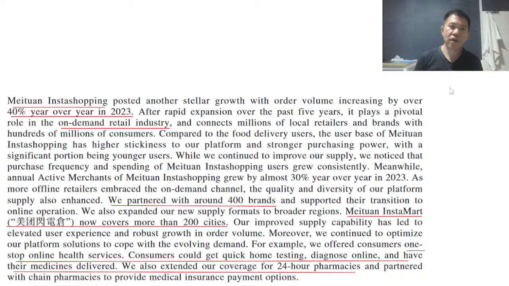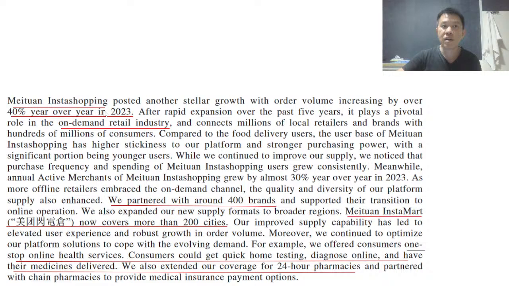Another of their business units is the Meituan Insta Shop. This is also delivery. The first business is delivering food. Insta Shop delivers FMCG, fast moving consumer goods. This is an on-demand retail industry, and it grew by 40%. That's very strong growth. Although it is a very small portion of their revenues, it's growing very quickly.